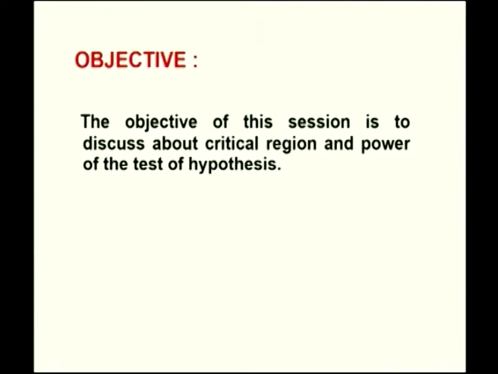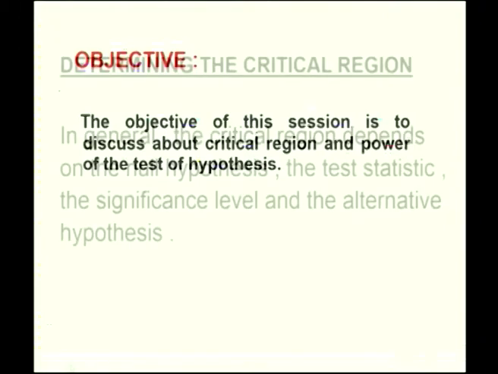Welcome to UGC lecture series. In the early sessions, we were talking about test of significance and some terminologies related to test of significance were discussed, that is critical region. Determining the critical region at 5% level of significance and 1% level of significance was discussed. So, in this session, in continuance with the topic of critical region, the discussion will be done about critical region and power of the test of hypothesis.